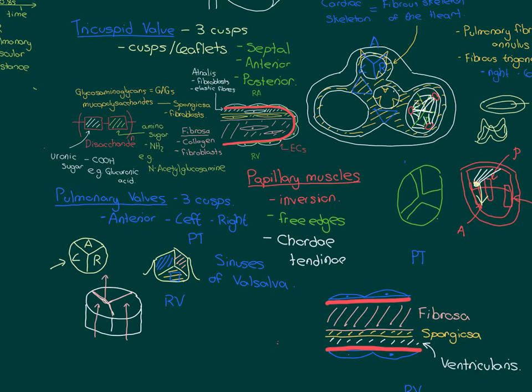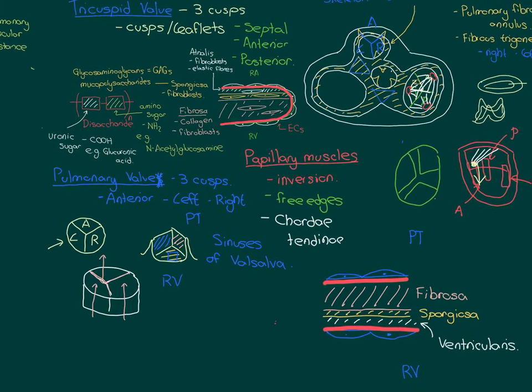Okay, so that's the pulmonary valve. Let's now go on, and I realise that I've just put pulmonary valves. It should just be pulmonary valve. There is, in most people's body, only one pulmonary valve. So I'm just crossing that S out. Okay, so let's now go on to the next one.